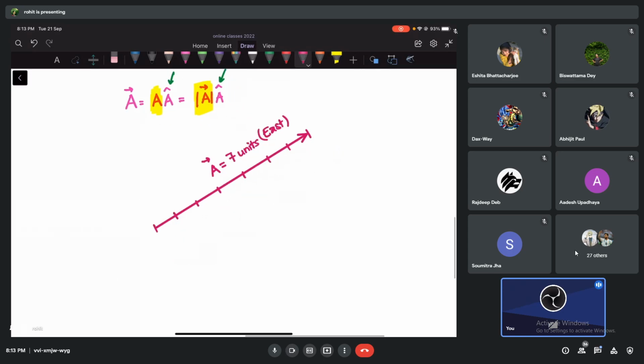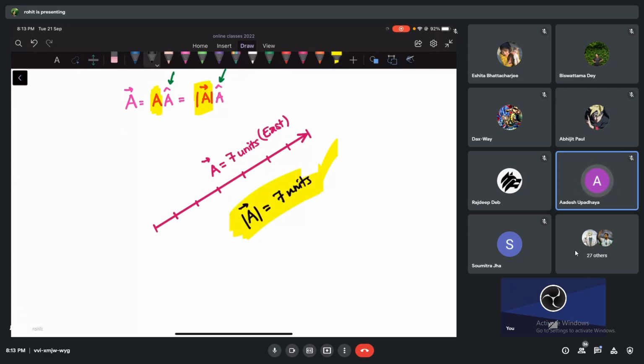So if I ask you now, what is the magnitude of A vector? What is your answer, guys? What is the magnitude of A? That means I'm only asking you size. Your answer is 7 units. You are not going to tell me east. You are not going to tell me the direction. It is obviously there, but you are not going to tell me because I'm not asking you that. I'm asking only the magnitude.